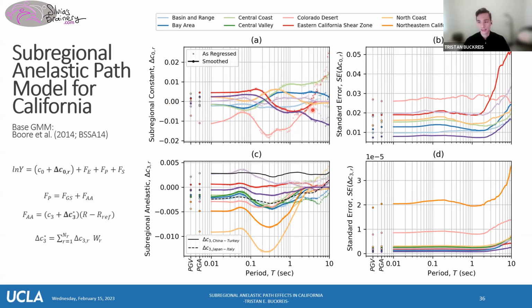It doesn't affect anything. Over here, we see that we have more uncertainty at longer periods where we have less data. That's expected. But there's not really too much I want to say about the constant because it doesn't have an impact. It just proves that the model that we're fitting is mostly affecting the anelastic attenuation, and it doesn't impact the other components of the ground motion model. So we're properly attributing bias to the path effects.